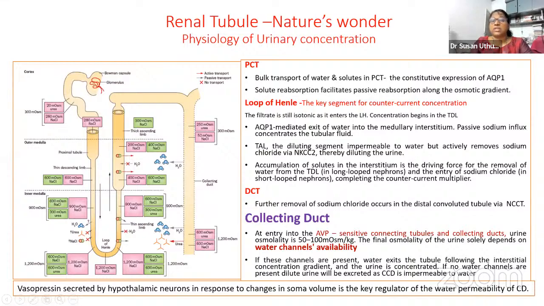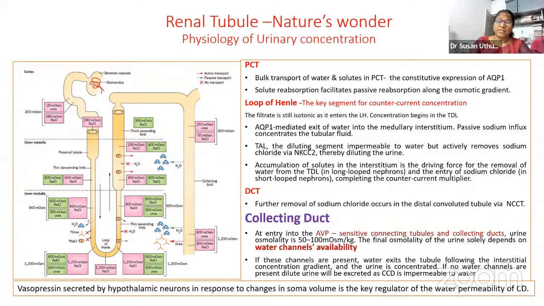So how is the subsequent concentration of urine happening? There comes the collecting duct, which is the point of interest for today's talk. At entry into the AVP-sensitive connecting tubules and collecting duct, the urine osmolality is at that point only 50 to 100. And the final osmolality of urine depends solely on the water channel availability there. If these channels are present, water will exit the tubule following the interstitial concentration gradient, and the urine becomes concentrated. But water channels will have to be present. If no water channel is present, this cortical collecting duct segment is impermeable to water and a dilute urine will be excreted. And who is the key regulator?